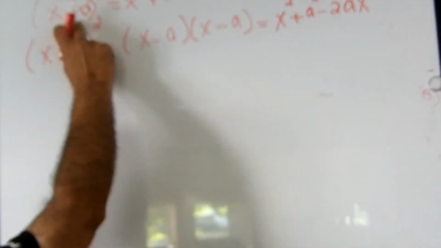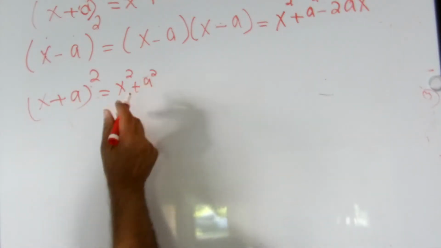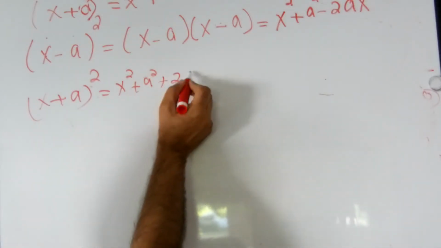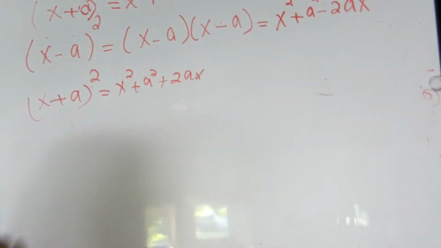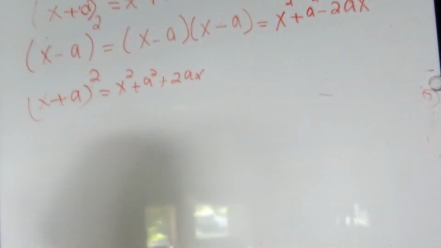So here we cannot say (x + a) to the power of 2 is x squared plus a squared. No, you have to write it like this: the first item squared, plus 2 times the first item times the second item, plus the second item squared.